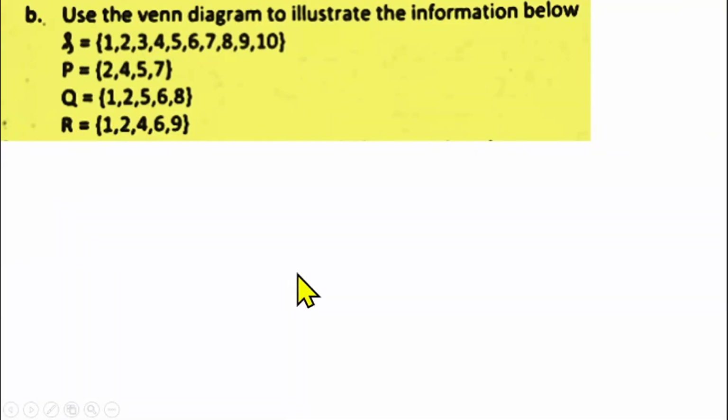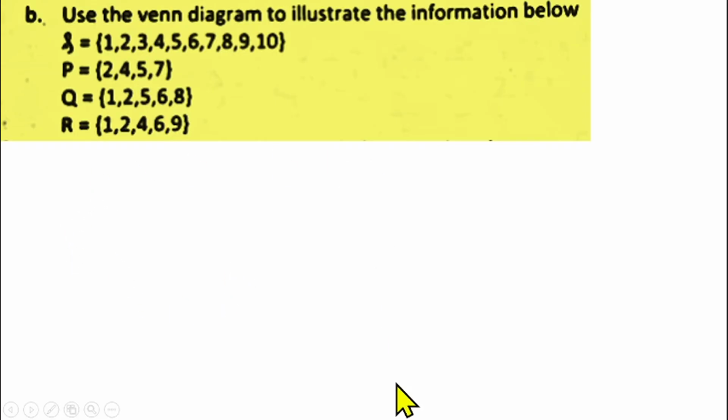Question number 1b is from Venn diagram, which is on sets, and there's a video I made on Venn diagram which can help you understand Venn diagram very well. Check my YouTube channel where I explain Venn diagram. You are given that you have to use the Venn diagram to illustrate the information below. You are given the universal set having the elements from 1 to 10, set P having the elements 2, 4, 5 and 7, set Q having the elements 1, 2, 5, 6, 8, and set R having the elements 1, 2, 4, 6, 9. You have to represent this information on a Venn diagram.